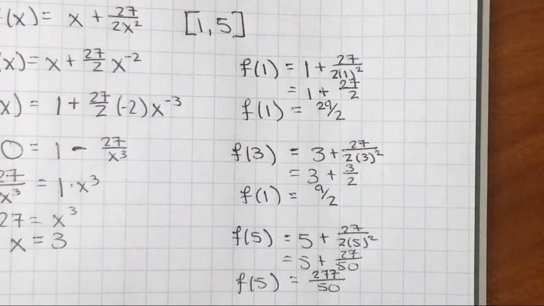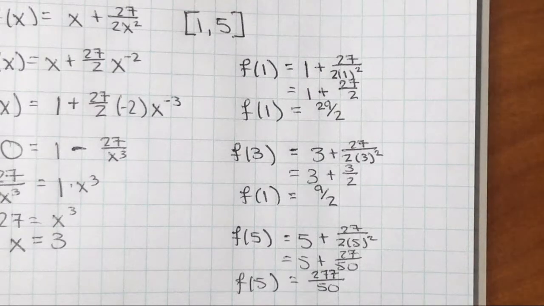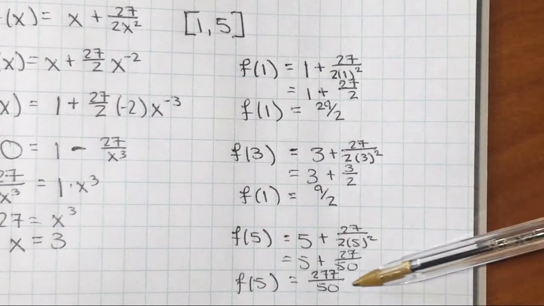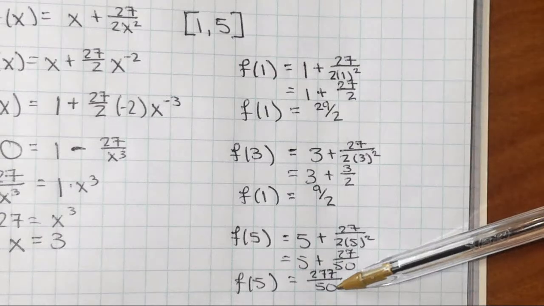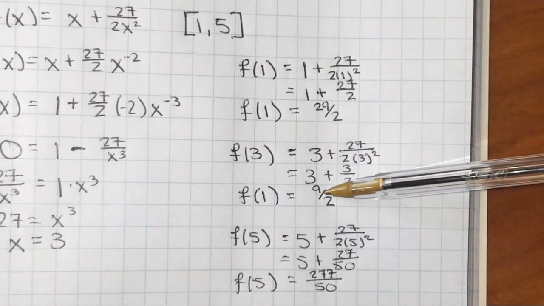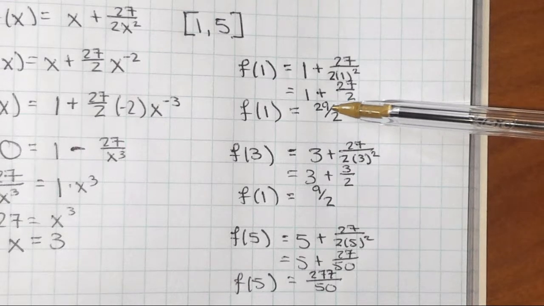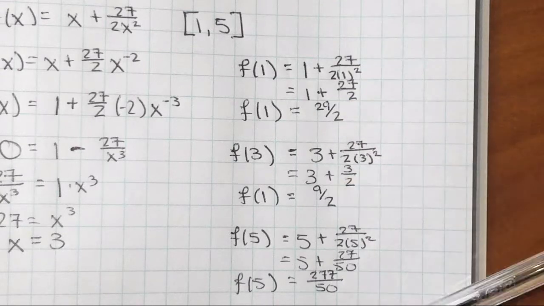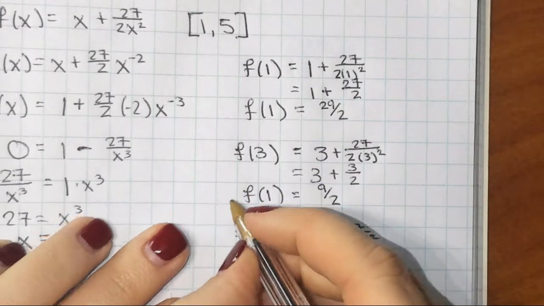So guys, which one of these is the minimum? So this one's really close to like 5.5. This one is 4.5, and this one is about 14.5. Okay? So which one of these is the smallest value? F of 3. Okay? So this one is the minimum right here.